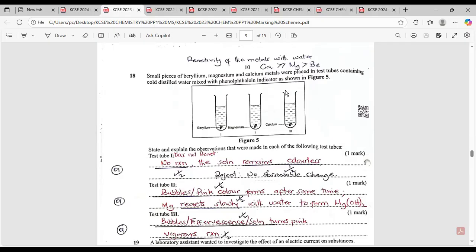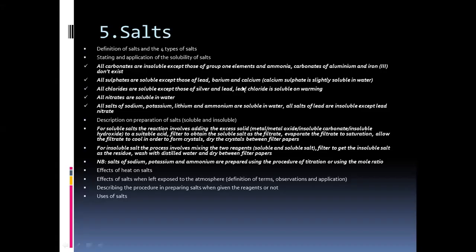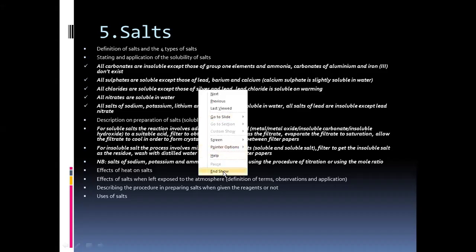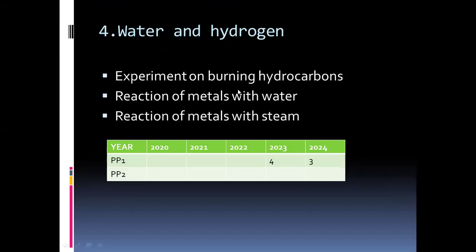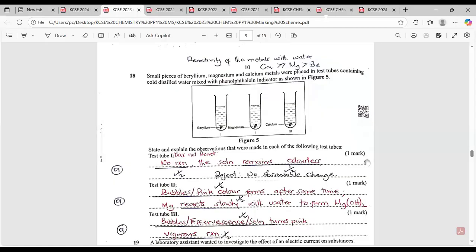So this is the topic for water and hydrogen, but you realize that I've just dealt with water. I've not spent much time talking about hydrogen. Unless there is anyone who needs us to have a look at 2024. But before we do that, if you have a question, please feel free to ask. Okay, maybe I can just show you the question for 2024.